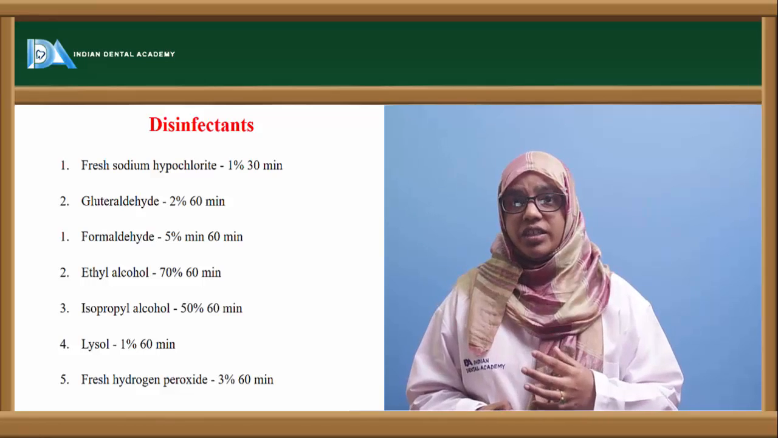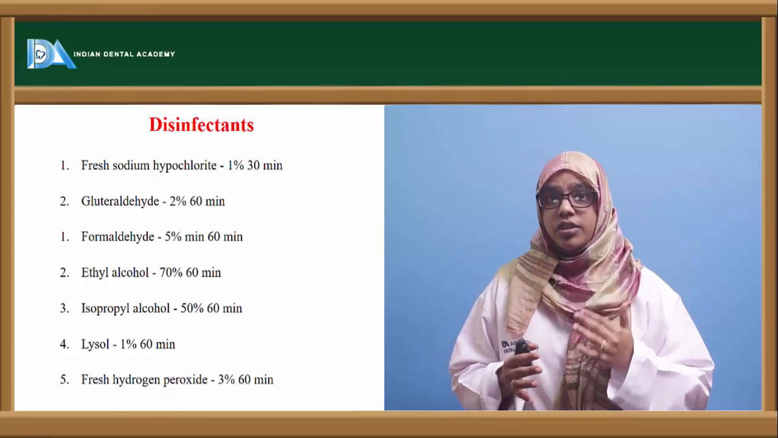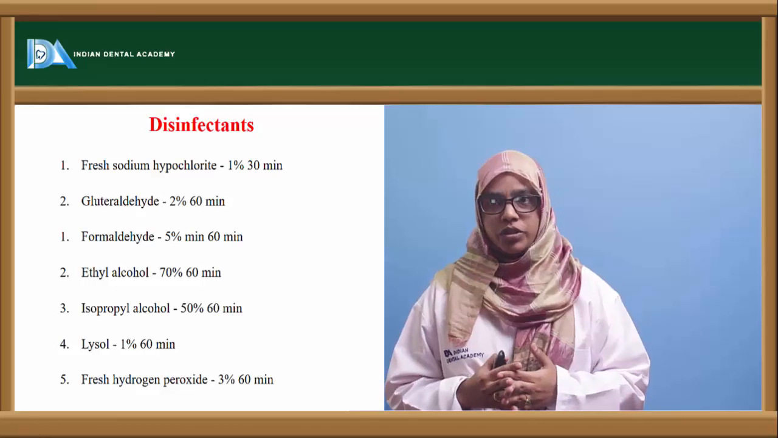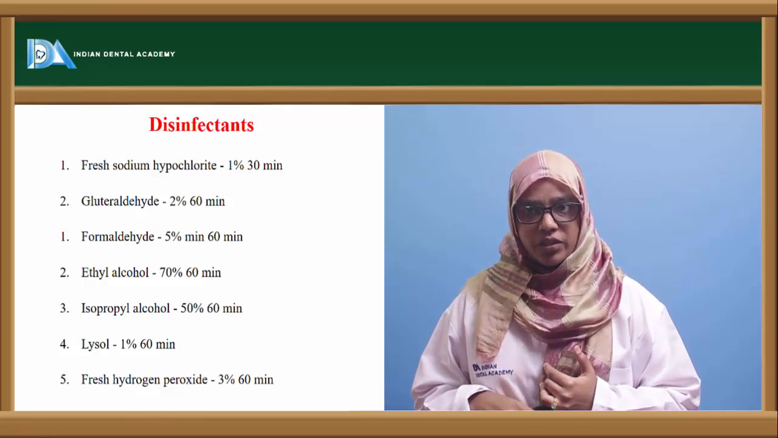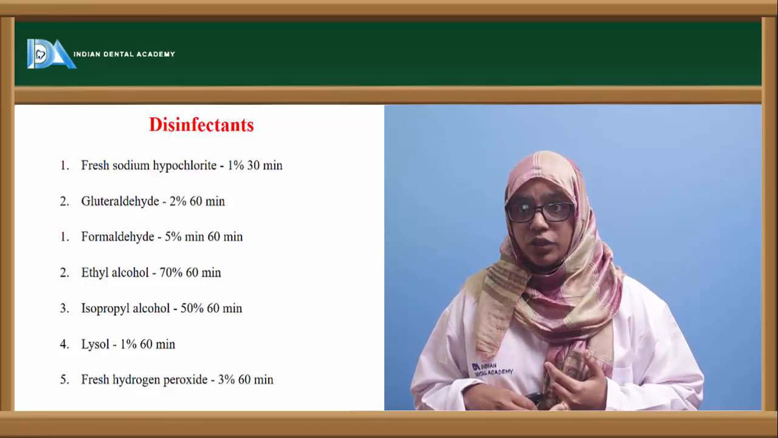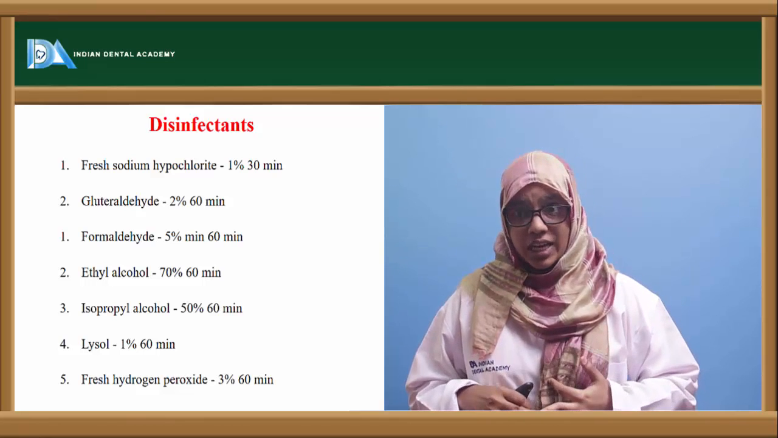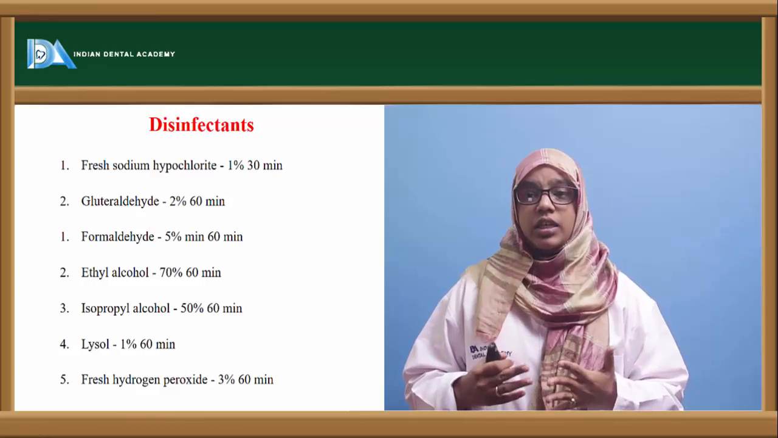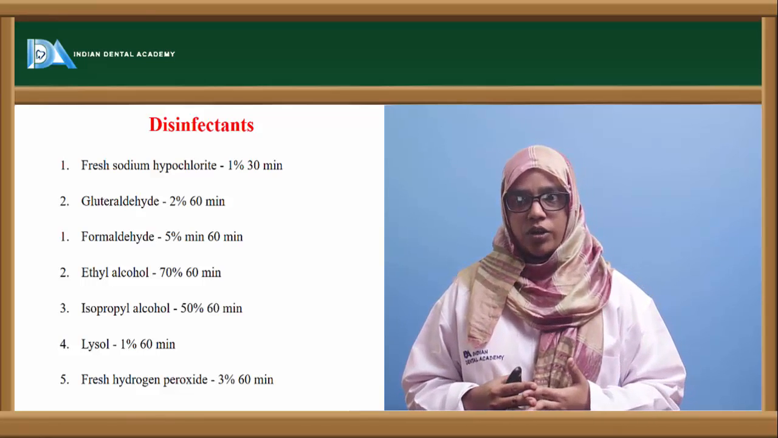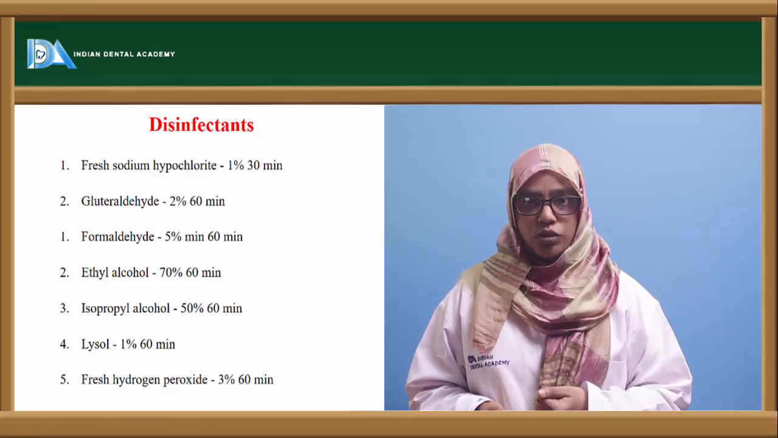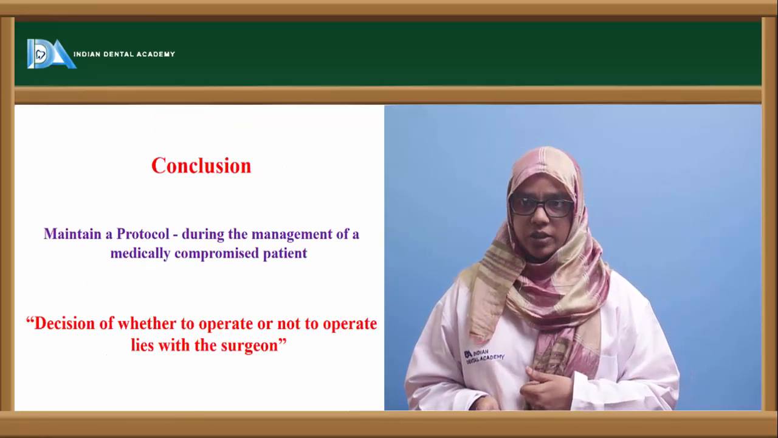Now, disinfectants that can be used to disinfect surfaces or tissues from HIV infection are freshly prepared sodium hypochlorite 1% for 30 minutes, glutaraldehyde 2% for 30 minutes, formaldehyde 5% for 30 minutes, ethyl alcohol 70% for 60 minutes, isopropyl alcohol for 30 minutes, and freshly prepared hydrogen peroxide 3% for 60 minutes.